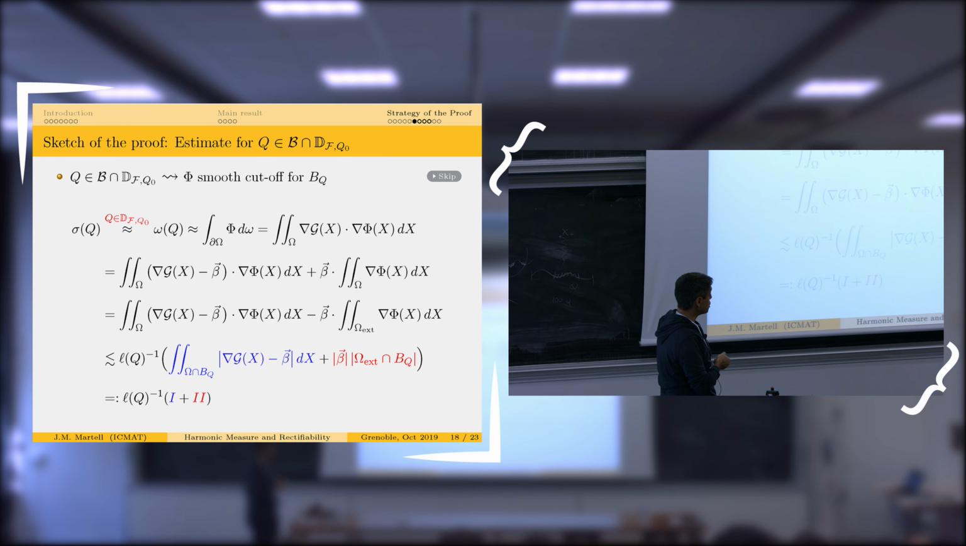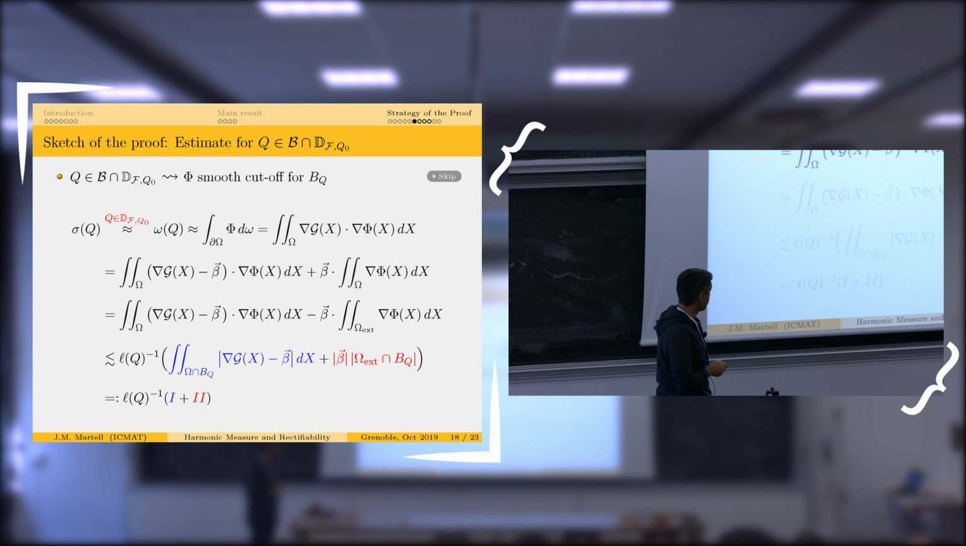Okay, so now I'm using this representation formula, and this is the way that harmonic measure connects to the Green function. This is like a representation between harmonic measure and the Green function. This is just an integration by parts argument. So you have something like that, and I'm going to do the following. I'm going to add and subtract some vector here. So I put here minus beta, and here I put beta, which is a constant vector.